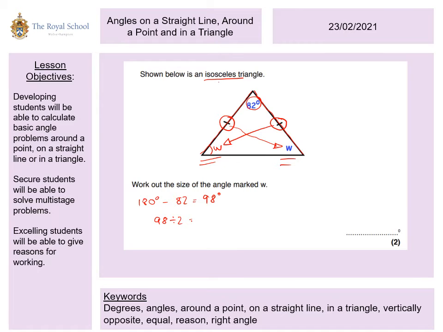So we're going to add those two together. So 98 divided by 2 altogether is 49. And that's our missing answer here, 49 degrees.